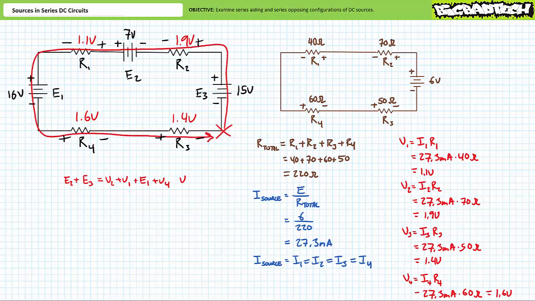Starting here and traveling counterclockwise, we encounter a 15 volt rise, followed by a 1.9 volt drop, followed by a 7 volt rise, followed by a 1.1 volt drop, followed by a 16 volt drop, followed by a 1.6 volt drop, followed by a 1.4 volt drop. 15 plus 7 does in fact equal 1.9 plus 1.1 plus 16 plus 1.6 plus 1.4. What came up did indeed go down.